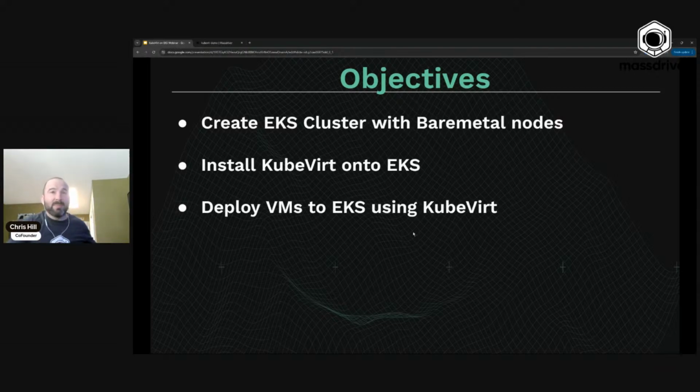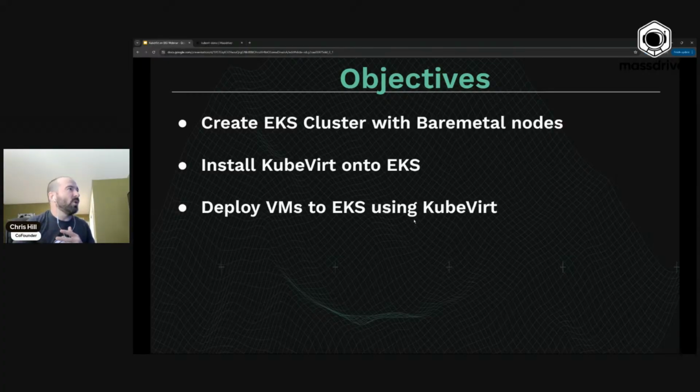So after we get bare metal set up, we're going to be installing the KubeVirt operator, and we'll talk about exactly what that means later. Then we're going to be deploying a VM onto that bare metal instance using Kubernetes and KubeVirt. So to get started, we need to set up our Kubernetes cluster with bare metal nodes, and we're going to be doing a lot of the provisioning through MassDriver.